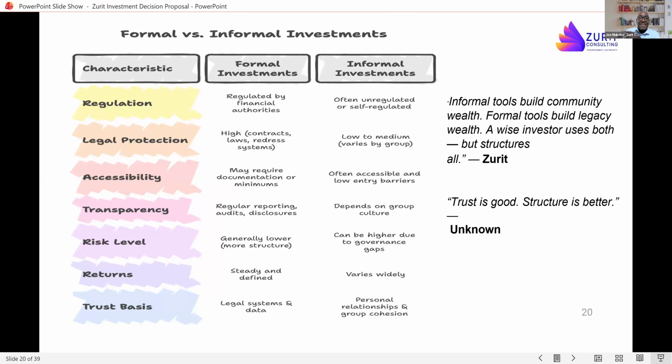For you to access the money in terms of a formal investment, there has to be a minimum in terms of how much you want, what kind of documentation you may need to provide. For informal investment, you could access your money whenever you want. Transparency: any formal investment must have audit, disclosures, reports in terms of what is happening. For informal investment, it could depend on where you have invested. If a friend told you to give money, if their culture is not in giving reports, you would be in trouble.